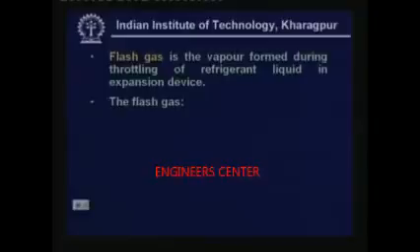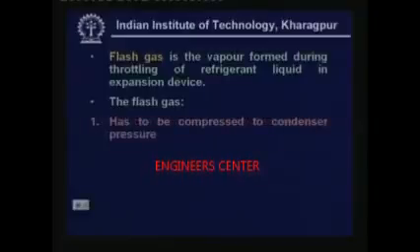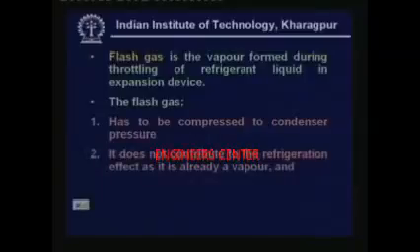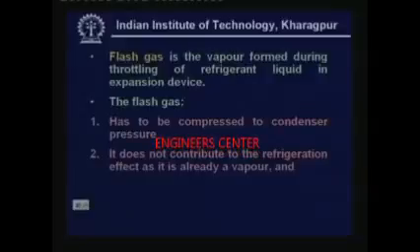Okay, so what is the problem afterwards? Afterwards the problem is the flash gas has got to be compressed back to the condenser pressure, and it does not really contribute to the refrigeration effect as it is already a vapor. That means it has already done its duty by reducing the temperature, so it cannot contribute any more to the refrigeration effect. So there is no point really in sending the flash gas through the evaporator, because it cannot take any more heat. Okay, because the refrigeration effect in the evaporator is due to the latent change, and since it is already in the vapor form, it cannot undergo any more change.